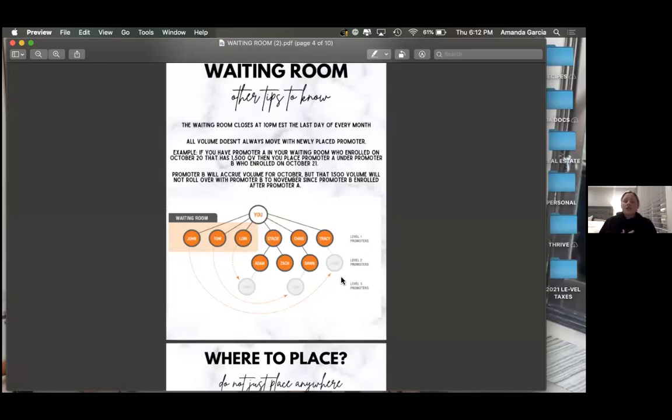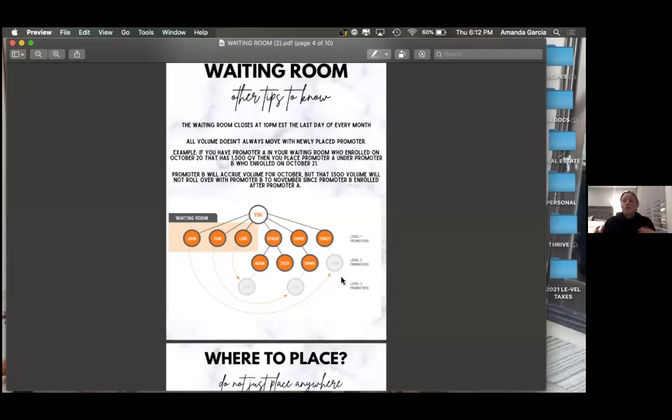Another thing to know is that sometimes all the volume doesn't move with that promoter if you wait, or if you do the placement, sometimes it all doesn't roll over. For example, if someone enrolls on October 20th and someone enrolls on October 21st, and you want to place the person that enrolls on the 21st under the person that enrolls on the 20th, they'll accrue that volume, but that volume will not roll over into the following month.